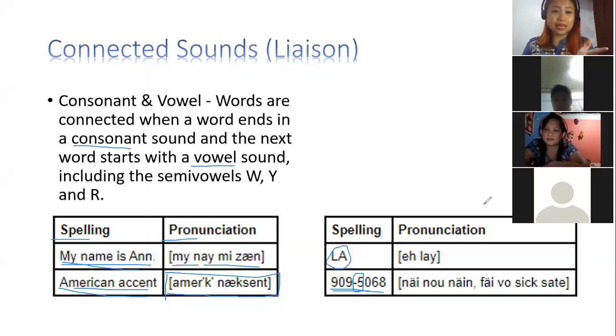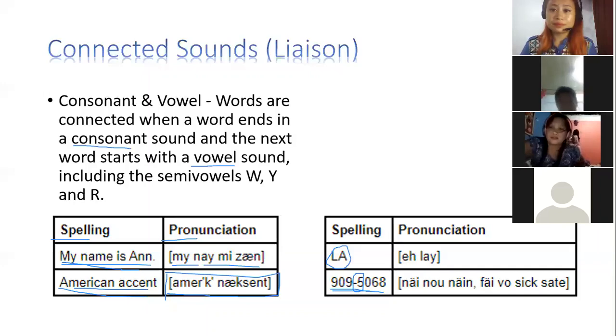I hope that you can apply that, especially here in the Philippines. Let's say your apartment number: I live in room number 505, Building B, Mandaluyong City. So you can apply this in your daily life. You don't have to be in America to use these. Any questions?